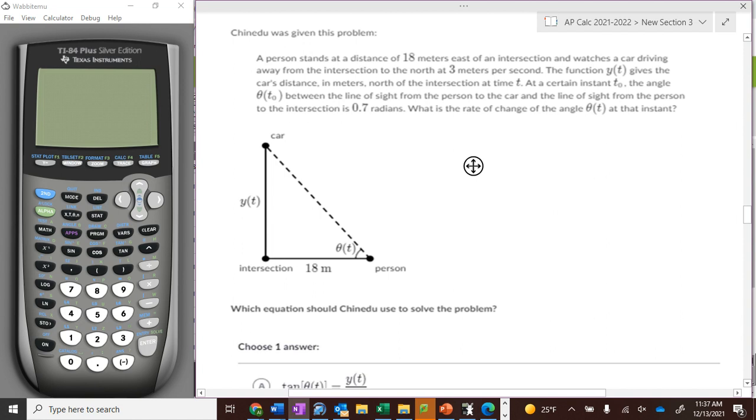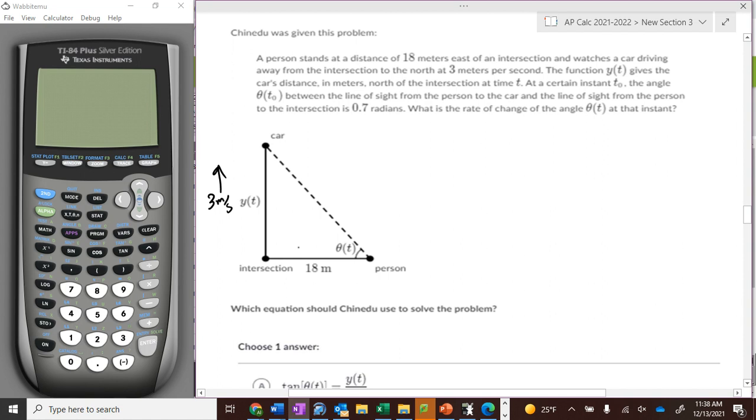Shinedu was given this problem. A person stands at a distance 18 meters away from the intersection, watches a car driving away from the intersection north at 3 meters per second. At an instant, the angle between the sight line and the intersection is 0.7 radians. What is the rate of change of the angle?